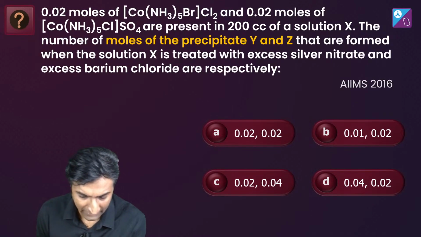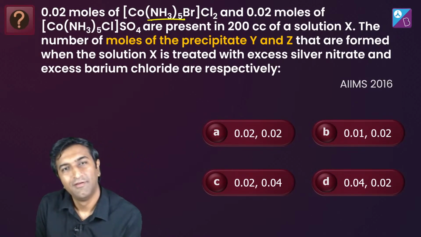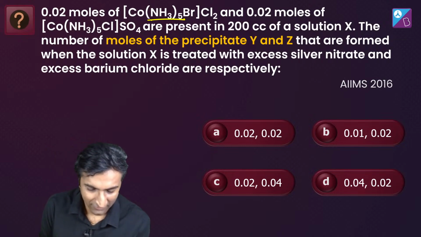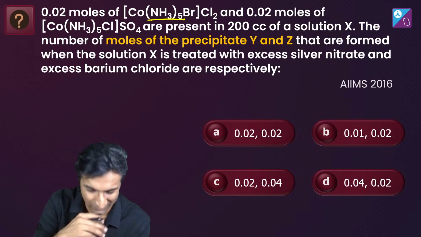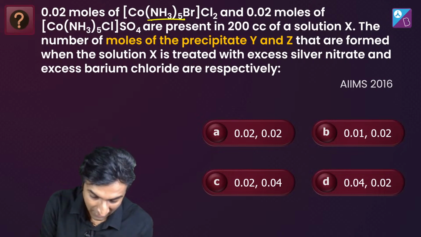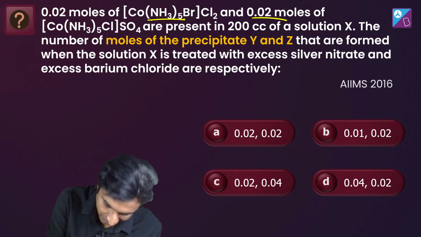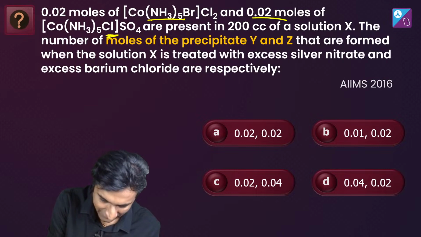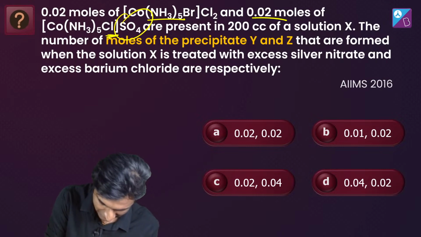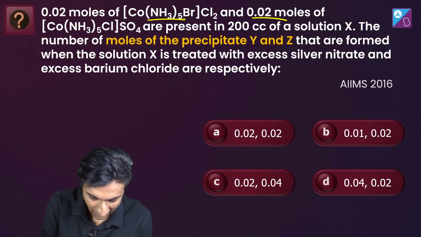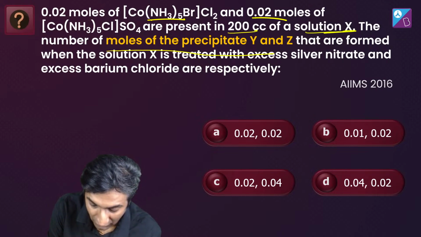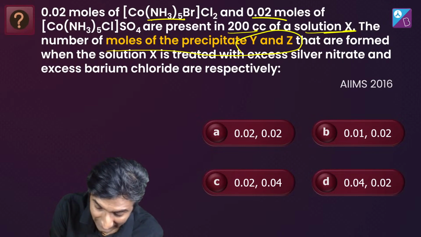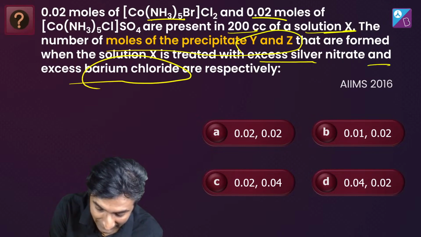0.02 moles of this compound, penta, amine, bromo, cobalt. Cobalt कितना वो तुम figure out. You figure out cobalt what? Okay, that is, I'll give you the answer if I tell you that. Cl2 and 0.02 moles of same thing but एक instead of bromine यहाँ पे अंदर क्लोरीन है, SO4. अच्छा सेम नहीं है, थोड़ा अलग है. Are present in 200 cc of a solution of X. Then number of moles of the precipitate of Y and Z that are found when the solution X is treated with excess silver nitrate and excess barium chloride respectively is what?